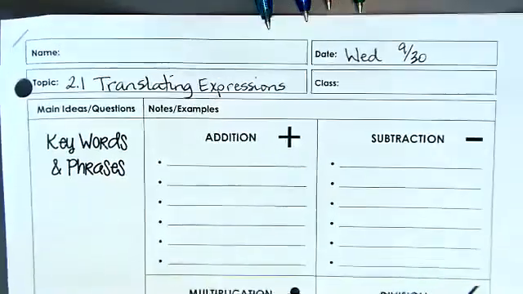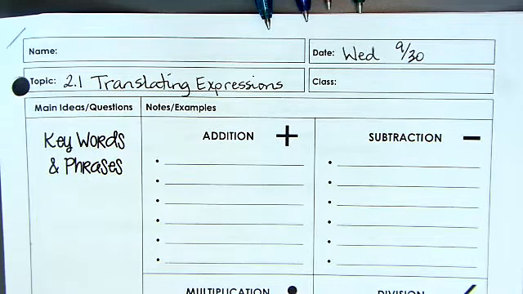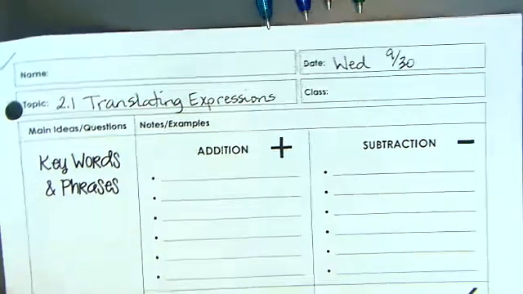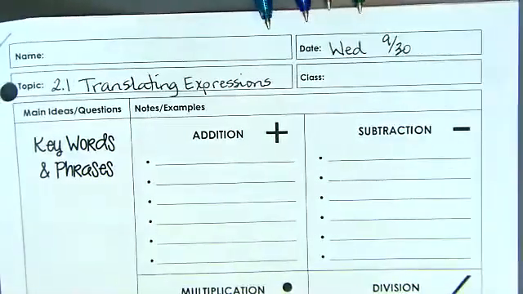Guys, today we are starting Unit 2, and what we're doing today is translating expressions. That means we're changing from the words to the symbols, algebraic symbols, or from the algebraic symbols back to words. So we're going to start by listing some key words that mean certain operations, okay?